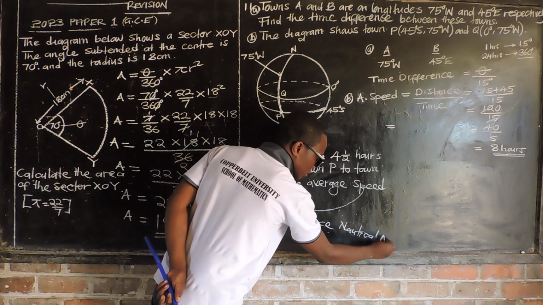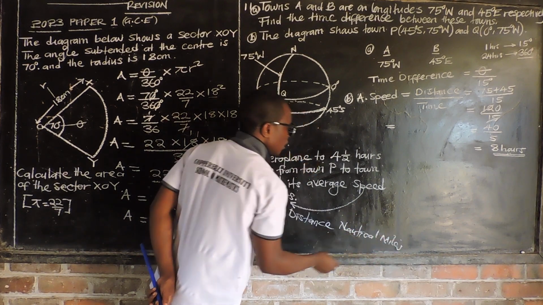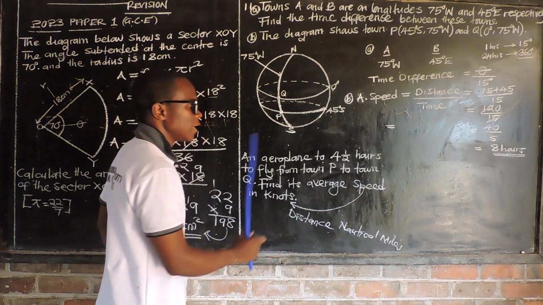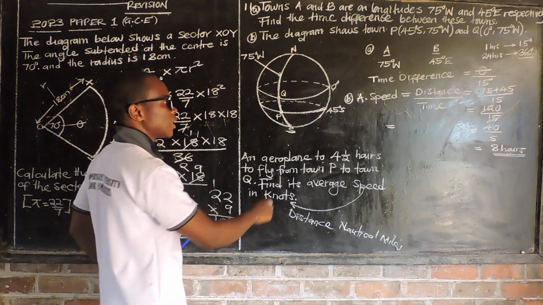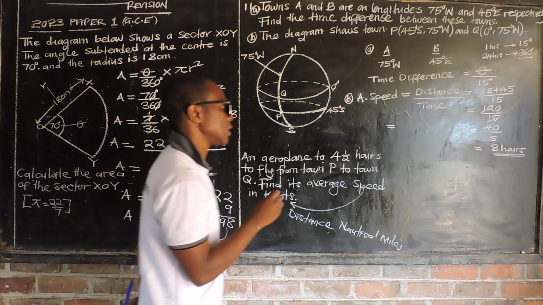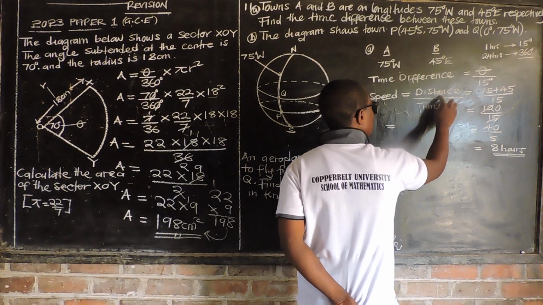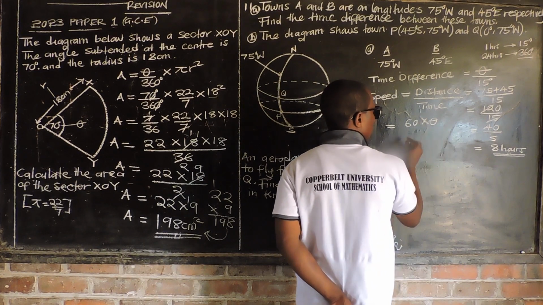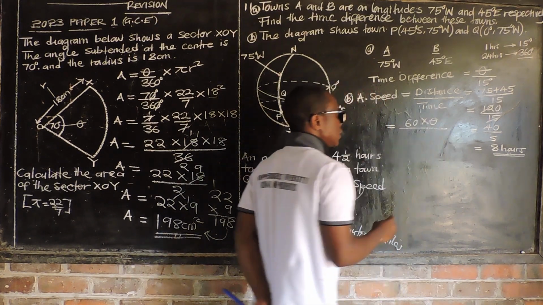Nautical miles. If you have been given the speed in knots, the distance should be in what? Nautical miles. So we're going to find the distance between P and Q in nautical miles. So distance is given by 60 multiplied by theta, then divided by the time.